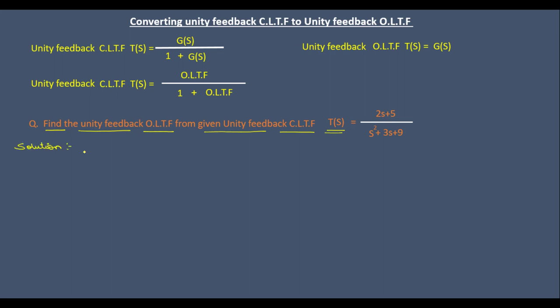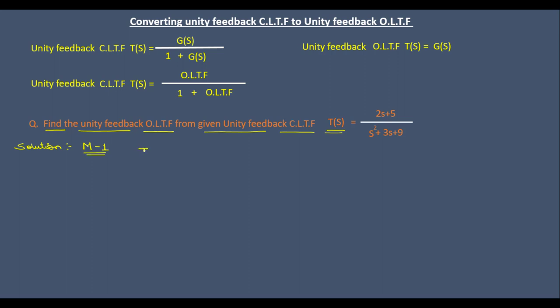To start with, to solve any question on conversion, we have two methods. The first method is the detailed one, and method 2 is a shortcut method where you can convert the open loop system to a closed loop system and vice versa in just a few seconds. So let us first understand method 1.